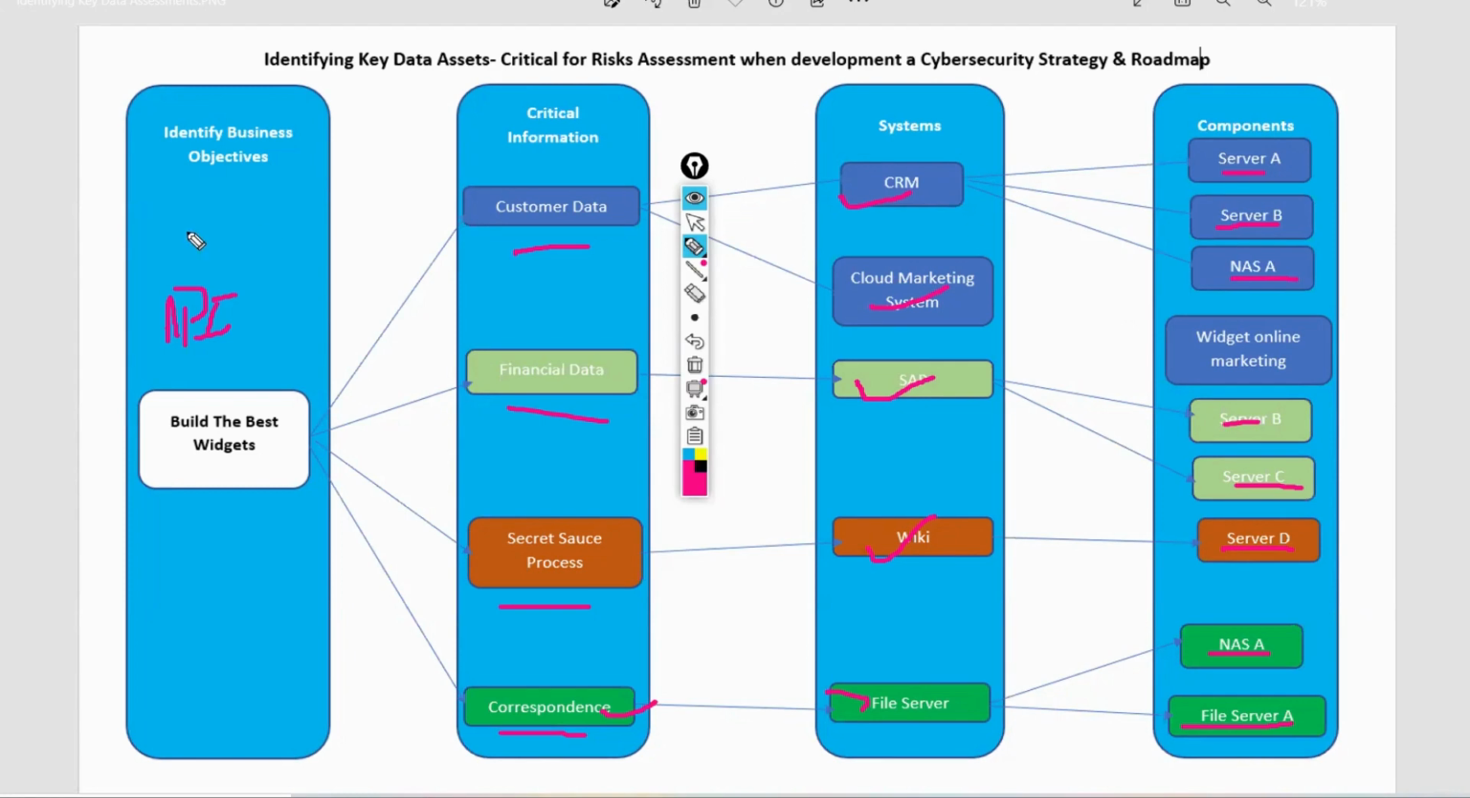So very important is starting with your business objectives, looking at those critical information, where it is that the critical information resides in terms of what applications, and where it is that these applications actually reside, whether virtually or physically. So I definitely hope that you found this very helpful as part of identifying your key data assets critical for risk assessment.